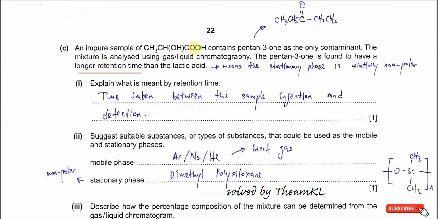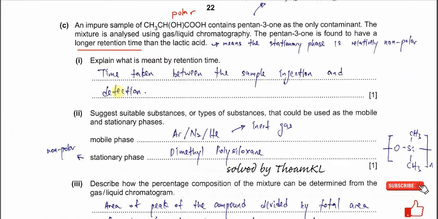If we compare this lactic acid and this pentanone, lactic acid is more polar and the pentanone is relatively less polar. So when this pentanone can interact well with the column, means the column also needs to be relatively non-polar. That's a hint. This sentence is telling you the column used must be relatively non-polar. Means the material in the column is a non-polar liquid. So now, explain what is meant by retention time. It is the time taken between the sample injection and detection. This is from the mark scheme.